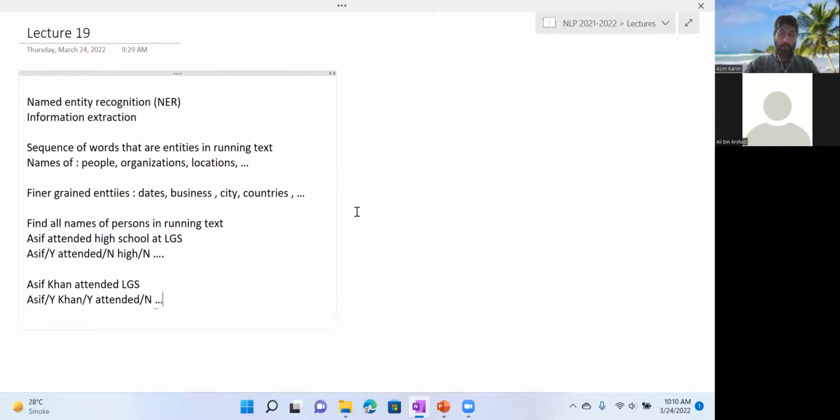So one question that arises in such scenarios is: is Asif one entity and Khan another entity, or are Asif and Khan the same entity? It is possible that you may have two entities together. Off the top of my head right now, I can't think of an example, but if you have two different types of entities, for example, person and city, or person and location, maybe those two could occur side by side.